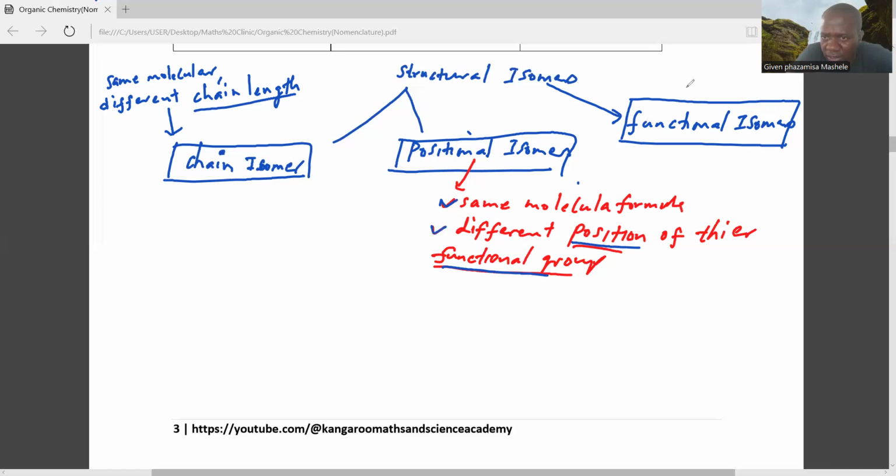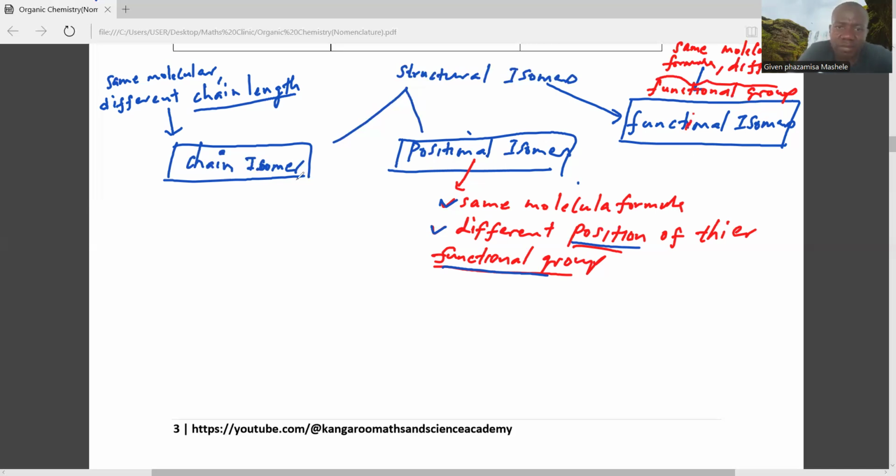Then the last one, we have a functional isomer. A functional isomer is an organic compound with the same molecular formula. But what? Different functional group. Their functional groups are not the same. It means that they do not belong to the same homologous series. We call them the functional isomer.